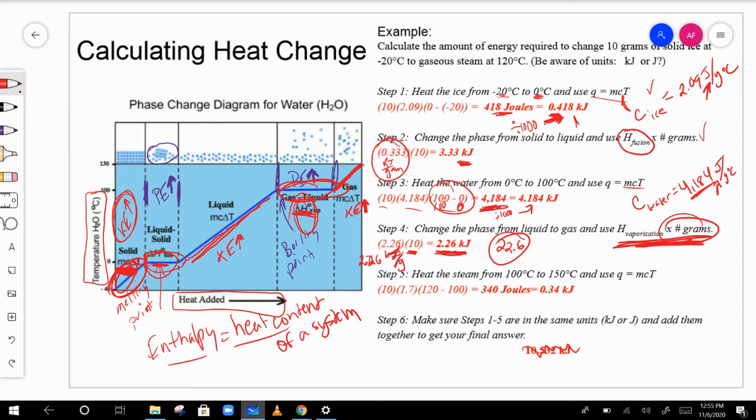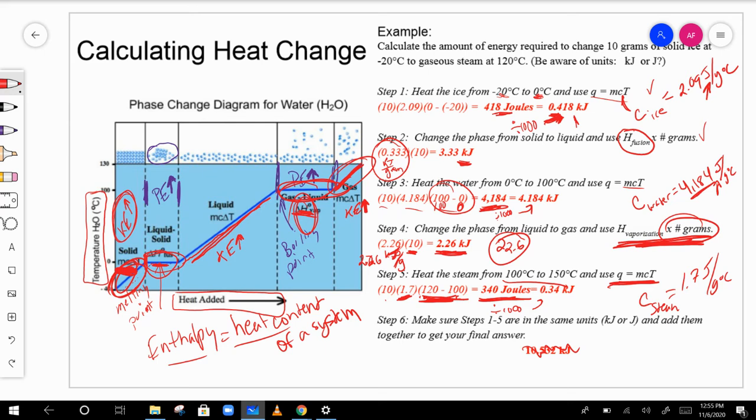Step 5, heat the steam from 100 to 150. So now we're again all in one phase of matter, and 100 to 150 is Q equals mc delta T. The mass is 10, and C for steam is 1.7 joules per gram degree Celsius, so it's a little bit different there. And then the delta T, we're ending at 120, so 120 minus 100. You get 340 joules. Divide by 1,000, and you get 0.34 kilojoules.